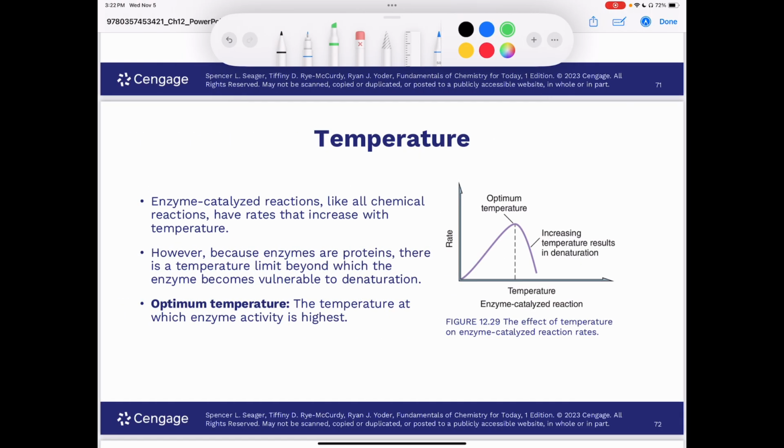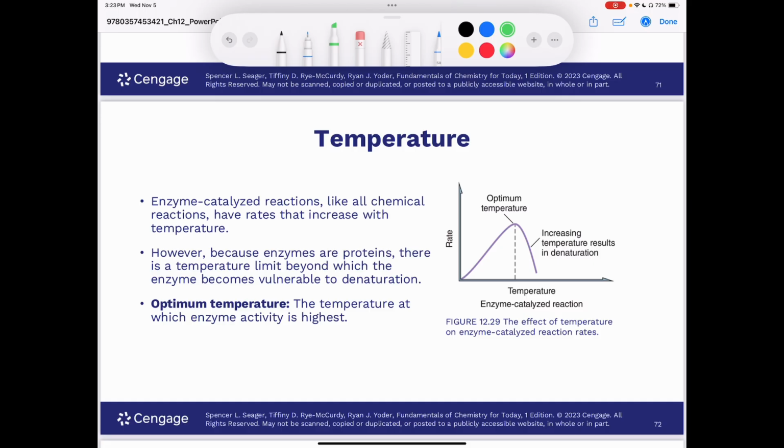Now, enzyme catalyzed reactions, just like any chemical reaction, have rates that increase with temperature. So, generally speaking, in chemistry, we say if the temperature increases, the reaction rate is going to increase. However, because enzymes are proteins, there's going to be a limit to how much we can increase the temperature before the enzyme becomes vulnerable to what we call denaturation, right?